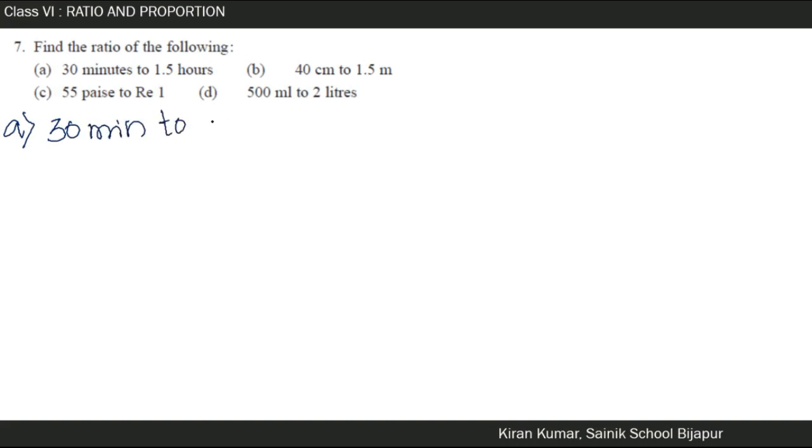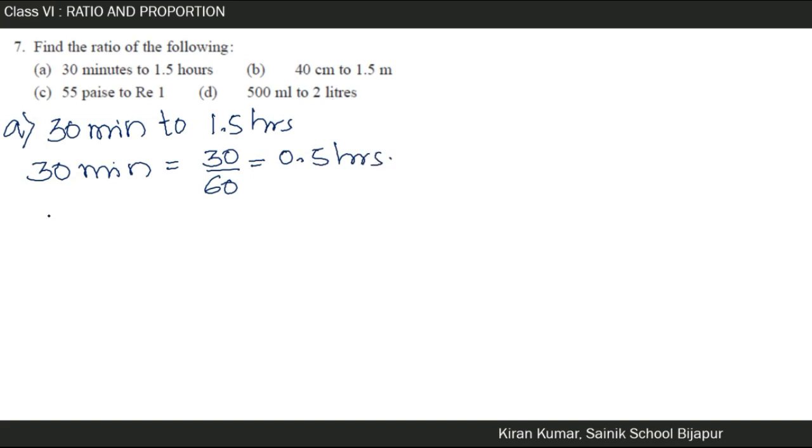to 1.5 hours. So we need to either convert minutes in terms of hours, or hours in terms of minutes. I prefer doing it in hours. So 30 minutes, I'll convert this in terms of hours. So 30 upon 60 will become hours, which is 0.5.